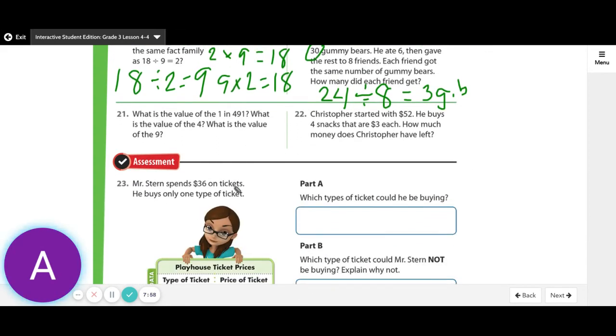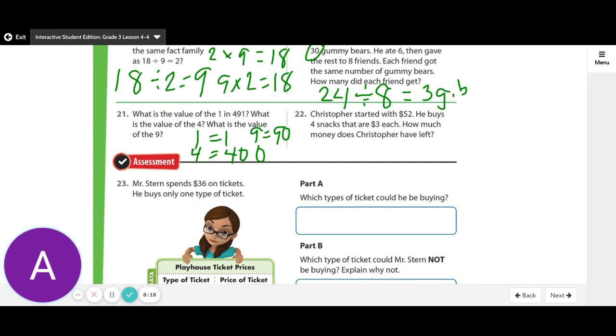Number 21, what is the value of the 1 in 491? So this is kind of a review. What is the value of the 4 and what is the value of the 9? So let's look at the 1. It's in the 1 place, so the 1 just equals 1. The 4 is in the hundreds place, so that would be 400. The 9 is in the tens, so it would be 90.